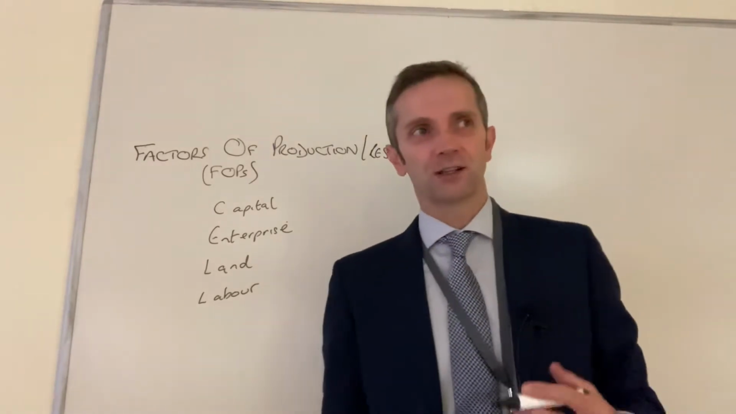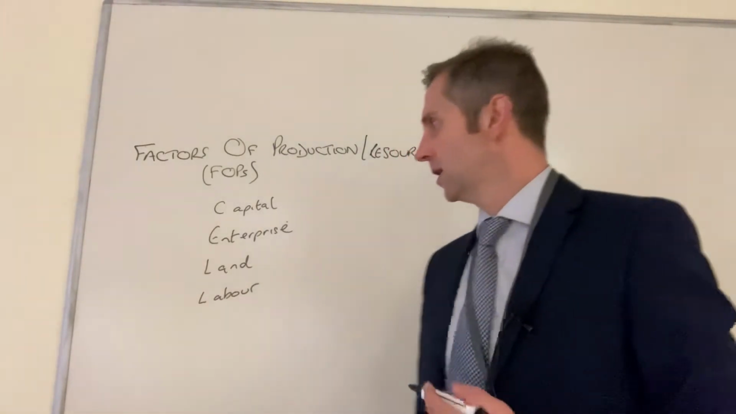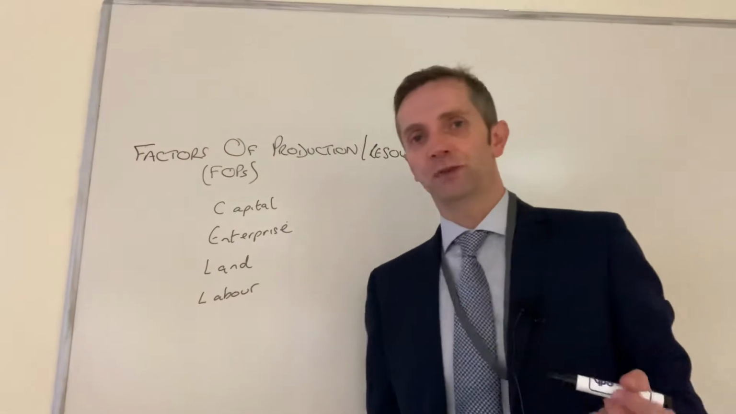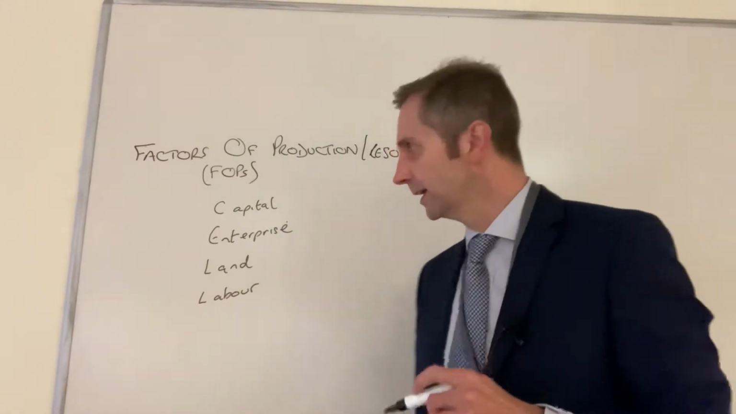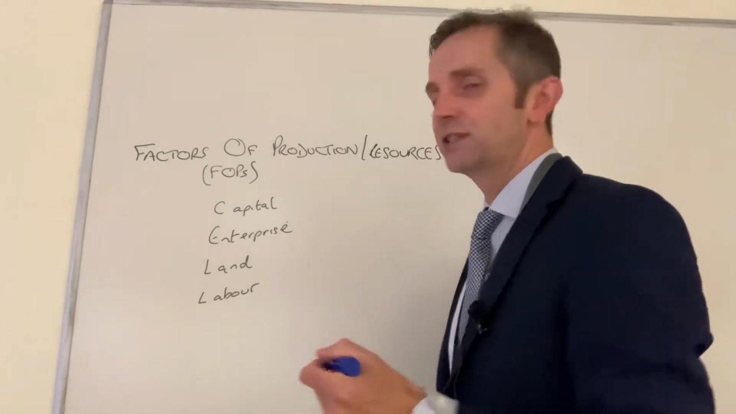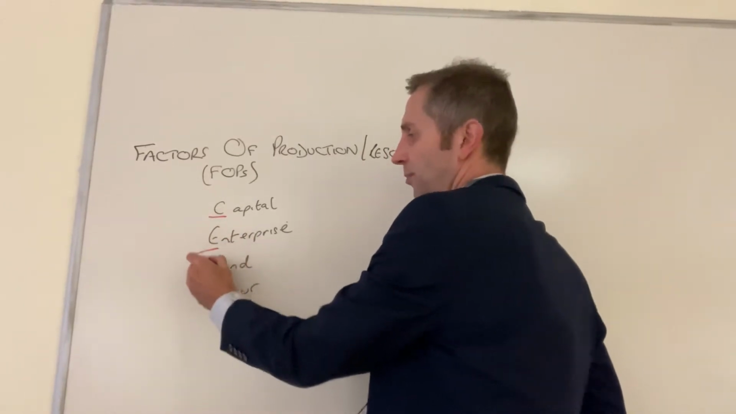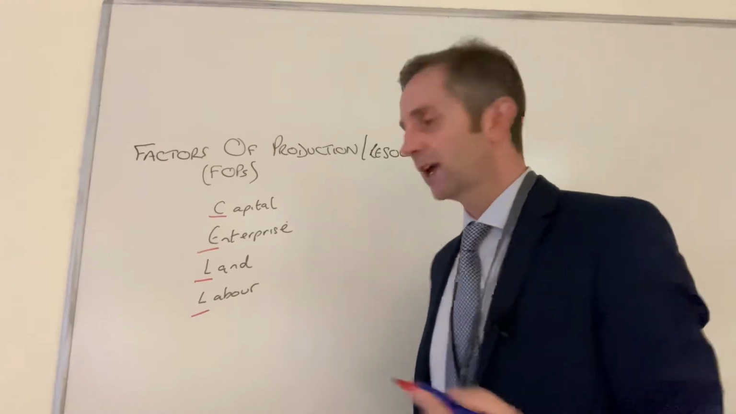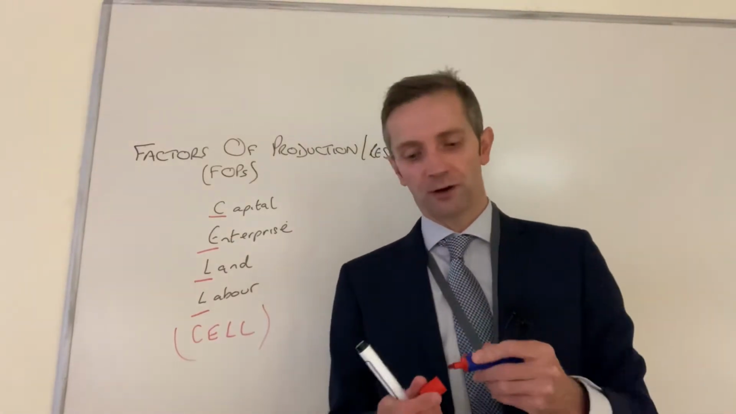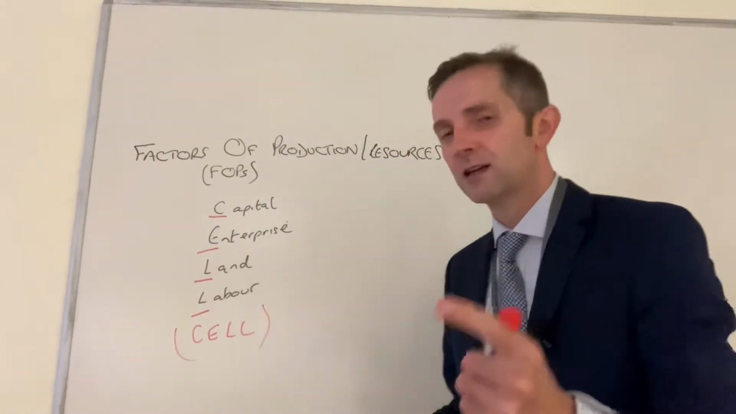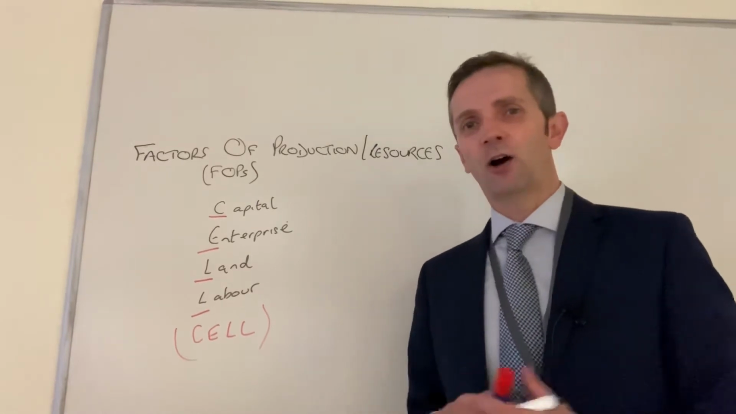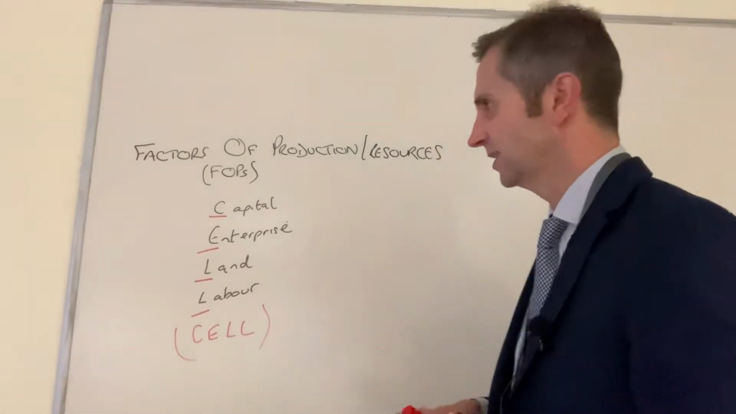So what are these things that economists refer to as the factors of production? Well, they are, ladies and gentlemen, capital, enterprise, land, and labor. And just before I get into what each of those things are very briefly, let me just point out to you the strategic way in which I have identified those. We have capital, enterprise, land, and labor. Put those all together, ladies and gentlemen, what do we spell out? We spell out the word sell. So if you want to remember your factors of production, just remember that word sell, and hopefully you'll not go too far wrong.